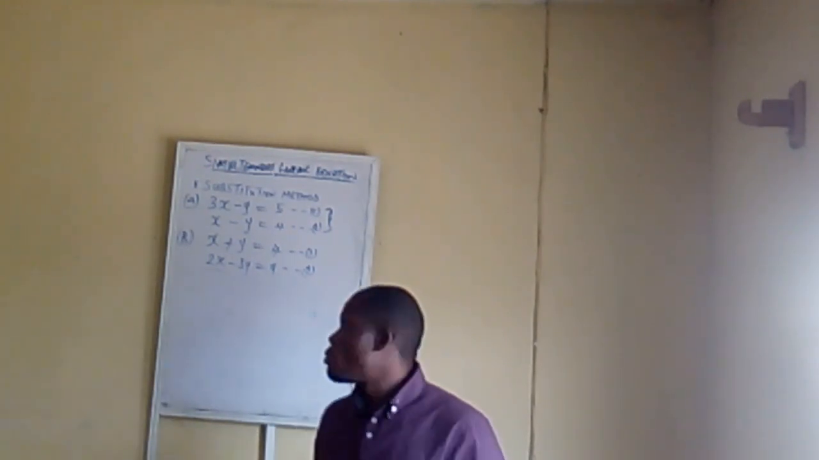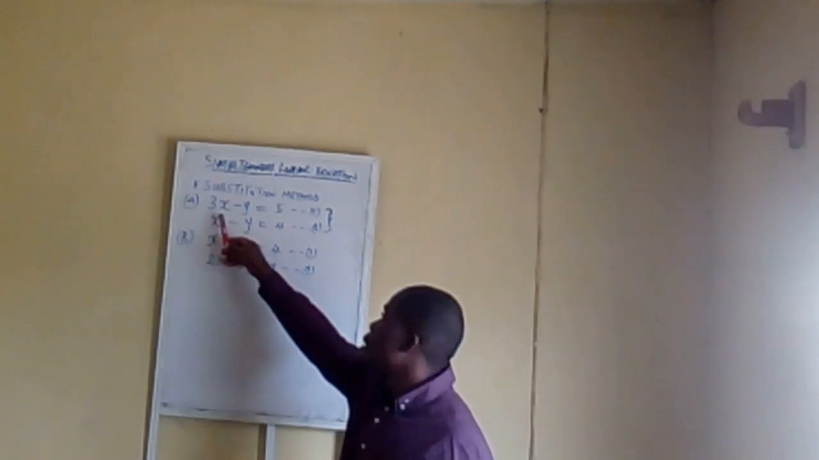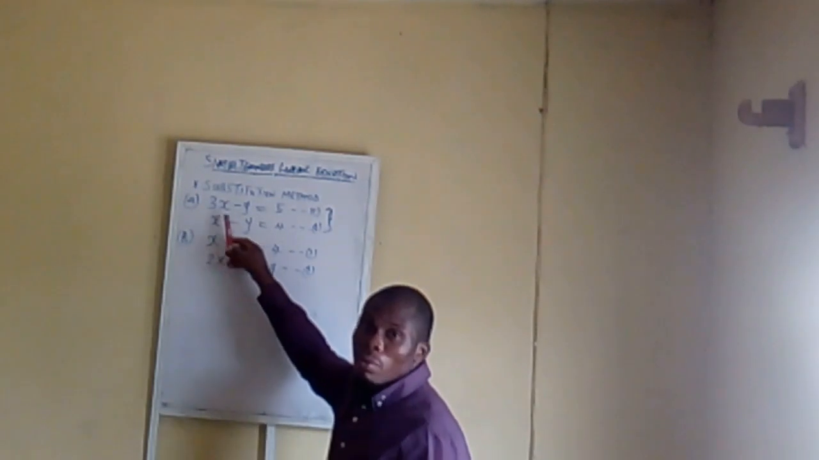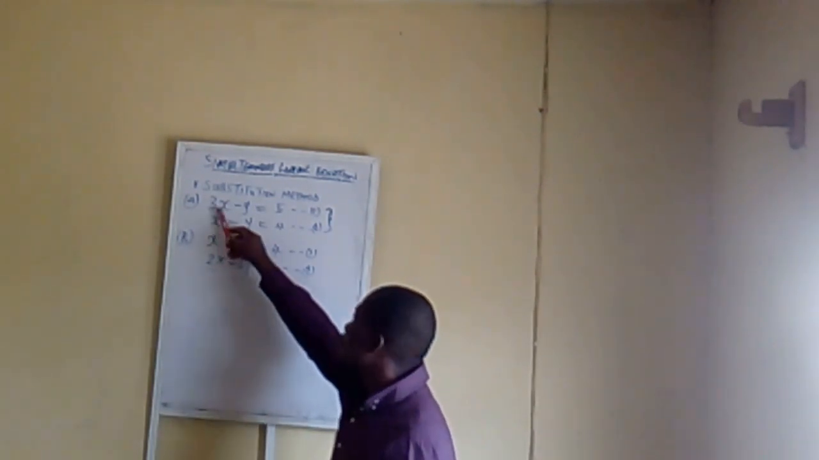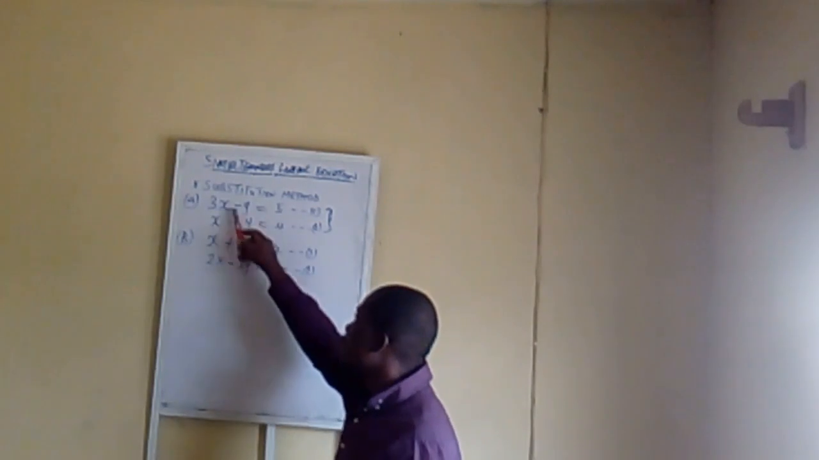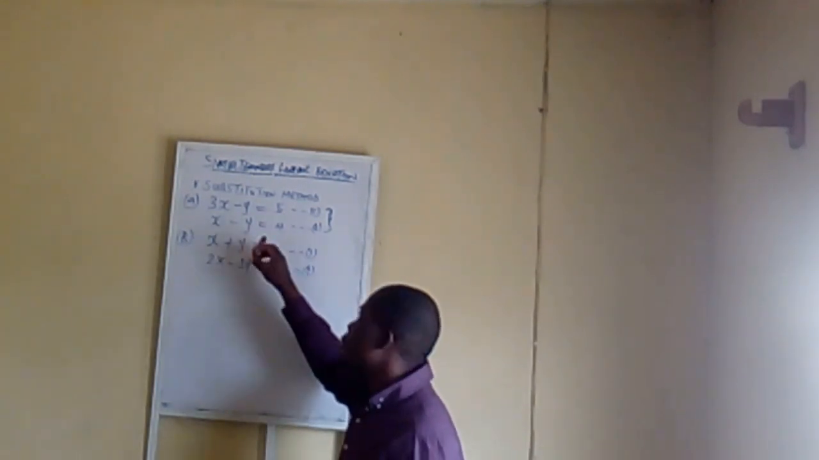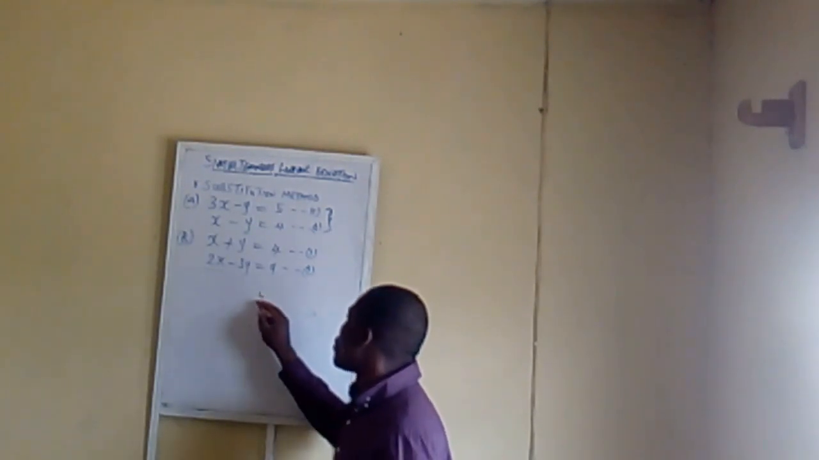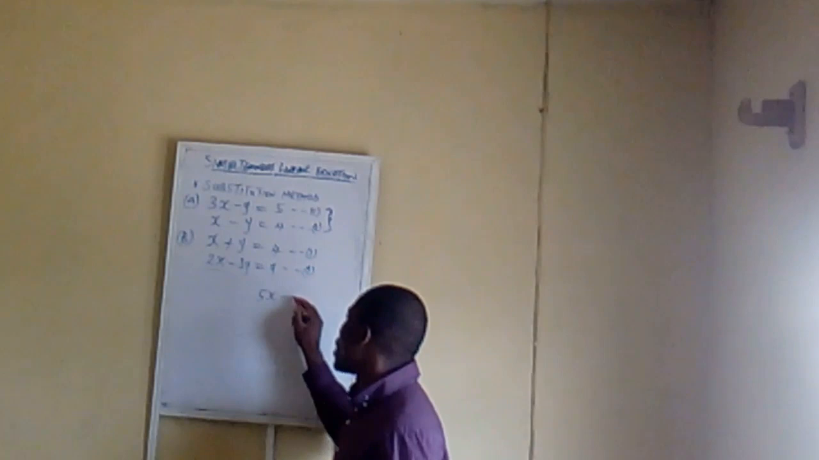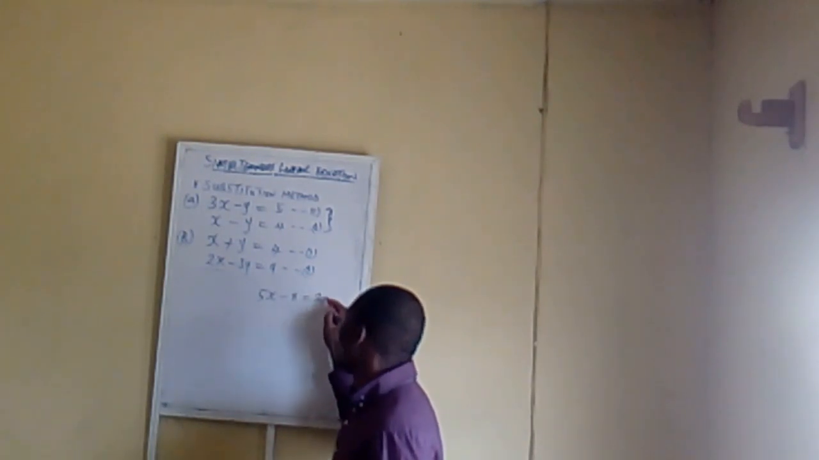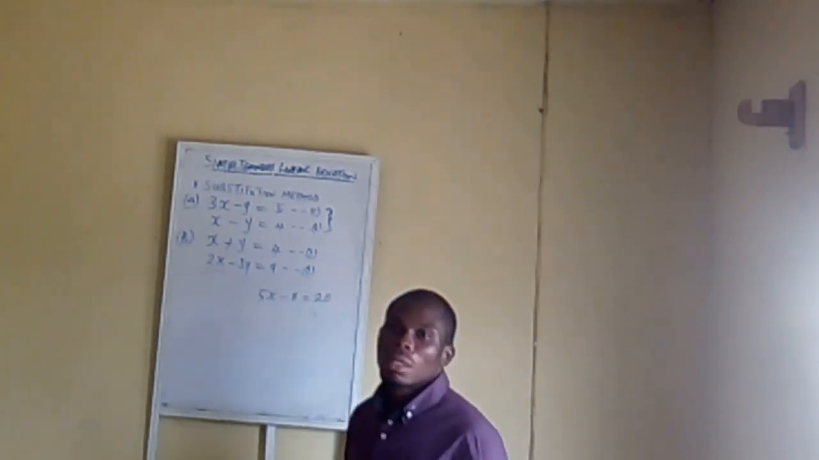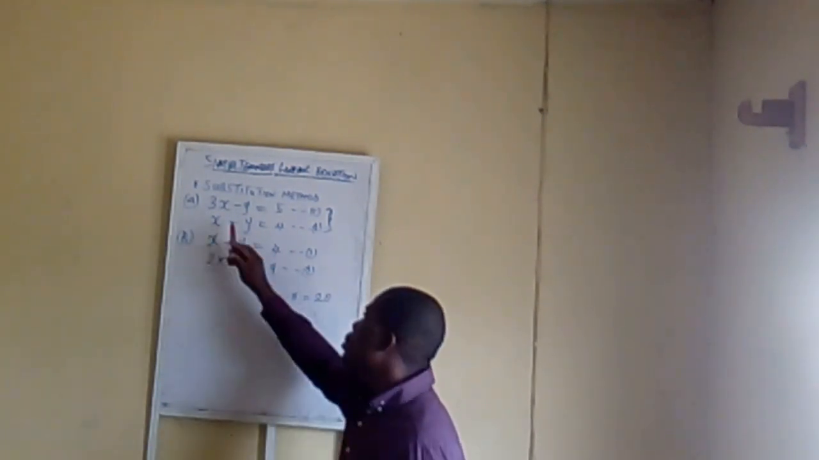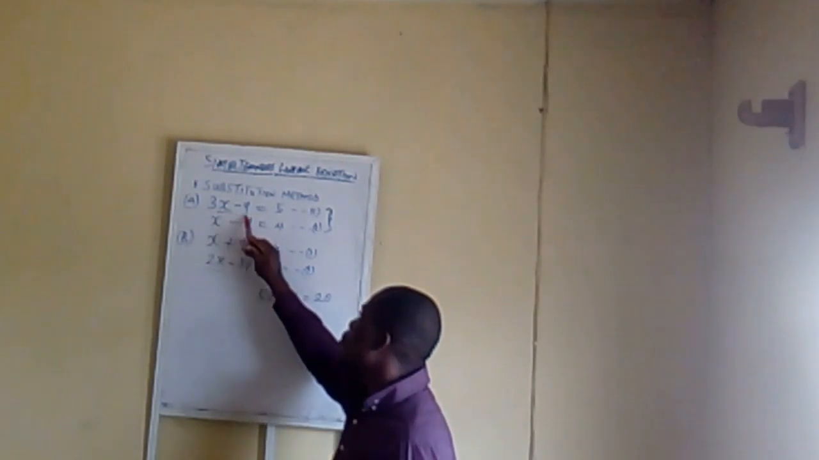So if you have an equation like this on the board, 3x minus y equals 5, this type of equation is called a linear equation in two unknowns. But if it is only an equation like this, 5x minus 8 equals 20, this is an equation with only one unknown. So in this case we have two unknowns. We have x and we have y.